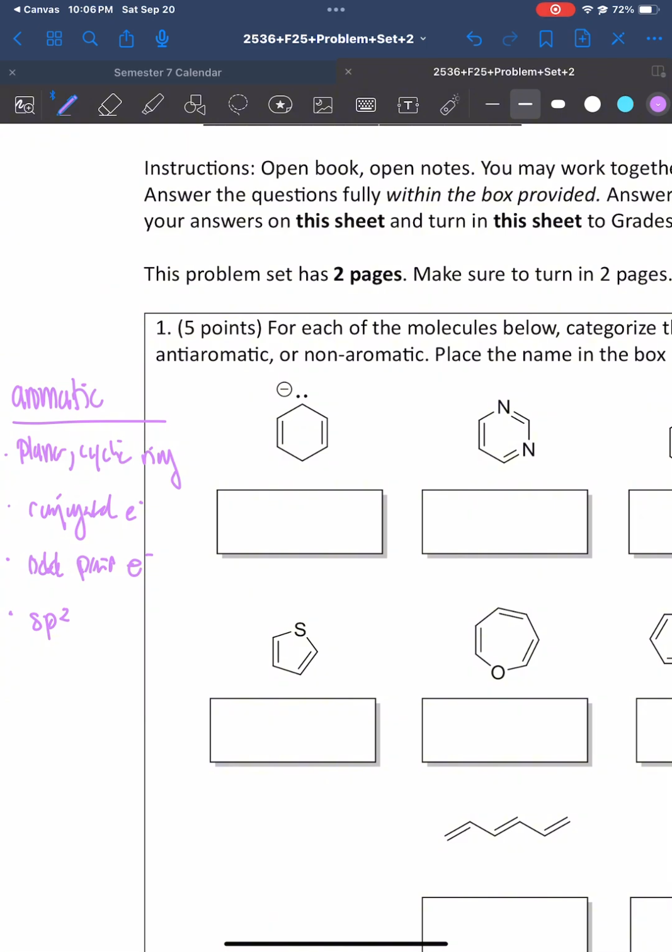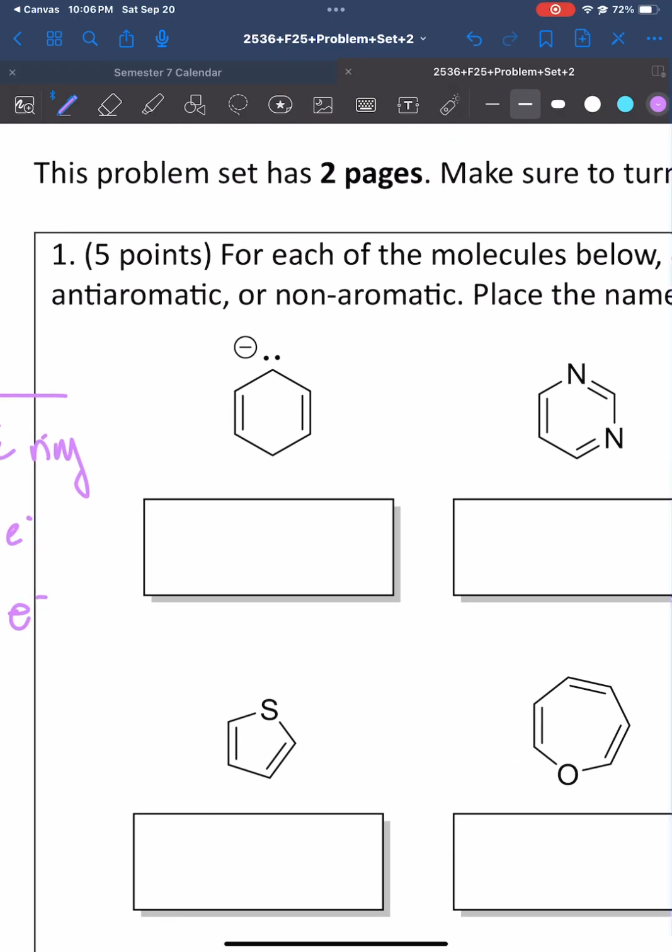So let's go ahead with knowing this in mind. Let's go ahead with the first one. We have this ring structure here. So let's go through our checklist. Is it planar and cyclic? Yes. Are the electrons conjugated? Yes. Are there an odd pair of electrons? I see 3, 1, 2, 3. So I would say yes. But is this sp2 hybridized all the way around? The answer is no, because this carbon right here has 2 hydrogens coming off of it, making this sp3 hybridized. So this is going to be not aromatic, or non-aromatic.